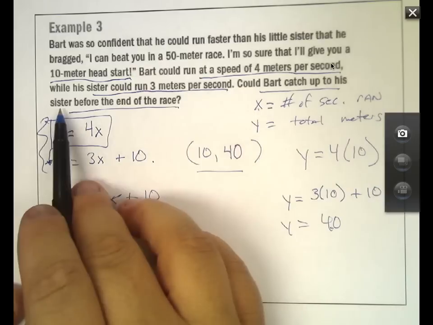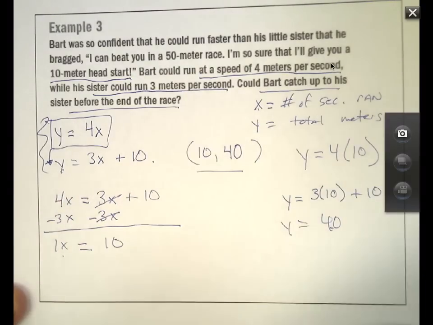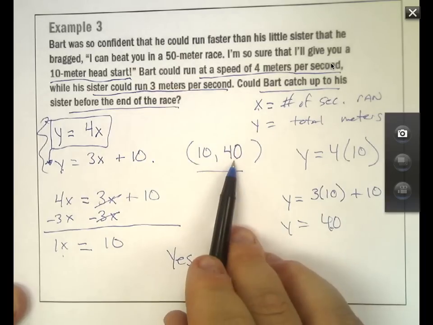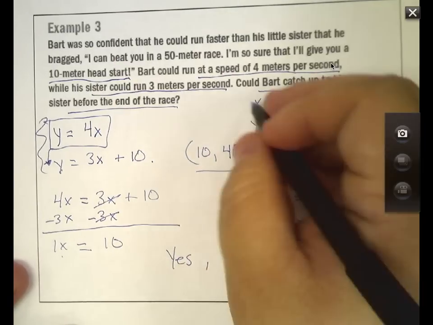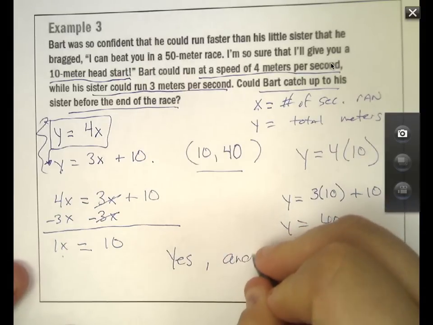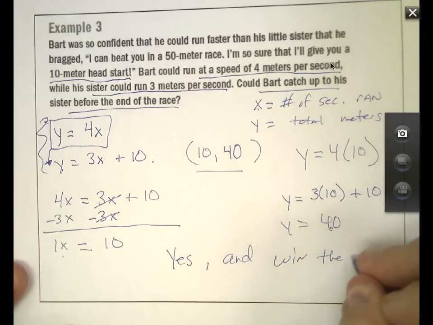Could Bart catch his sister before the end of the race? Yes. Why could Bart catch his sister before the end of the race? Well, he caught her at 40 meters. That means, yes, he will catch her and win the race.